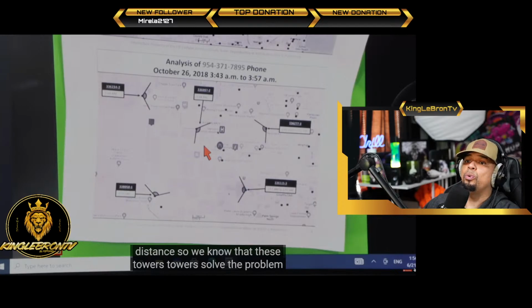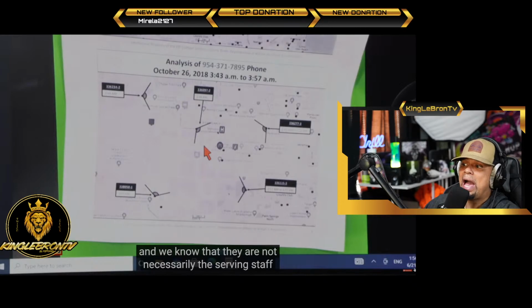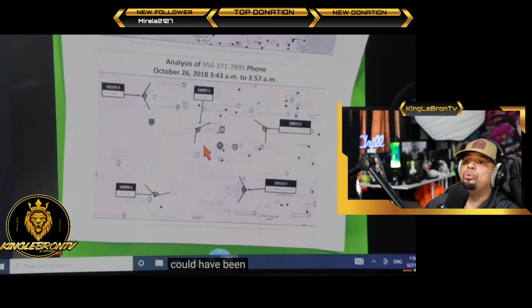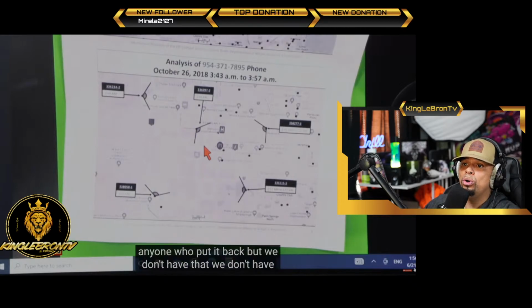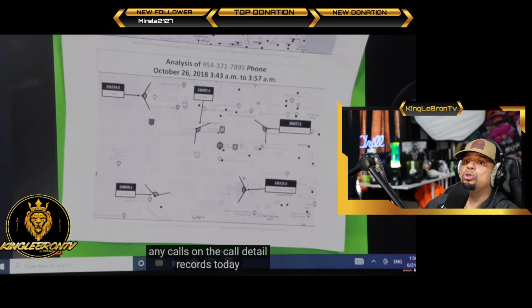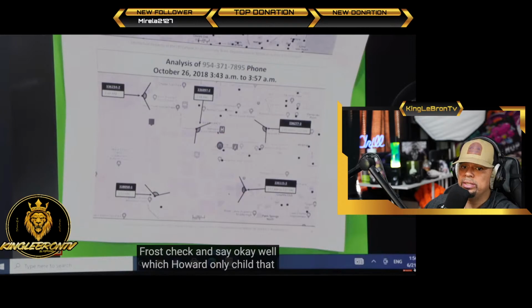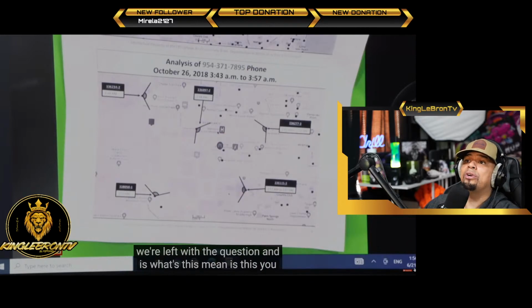You don't have distance. You don't have pinpointed location. You don't have accuracy. You could have been anyone. You don't have a phone call. You don't have any calls, a text message. You don't have a witness. You don't have a gun. You don't have gunpowder.